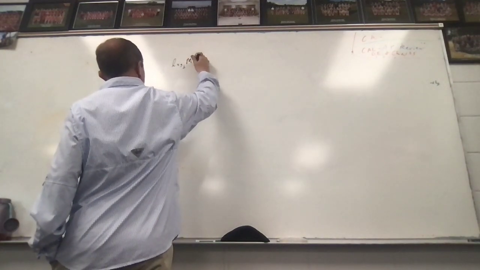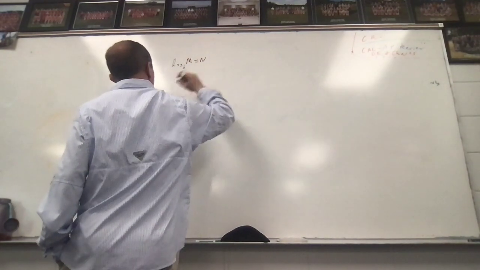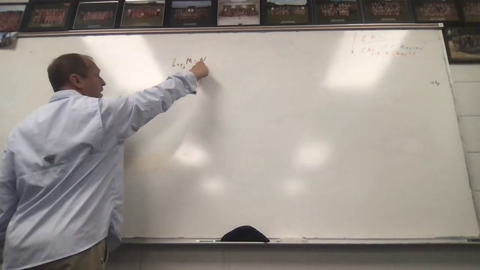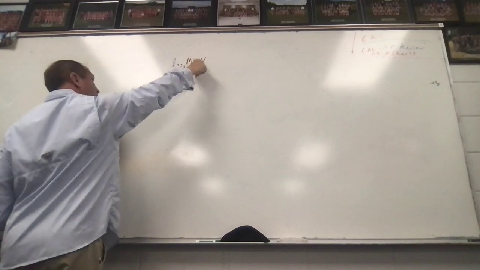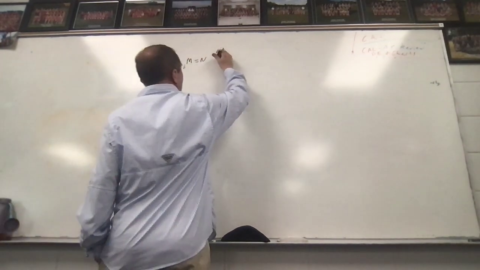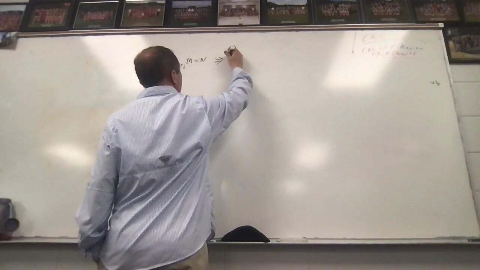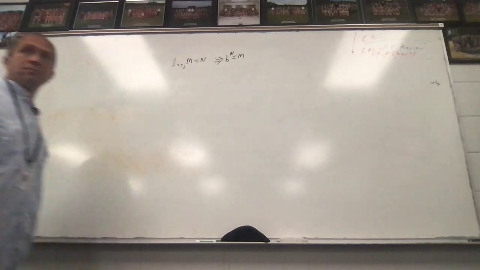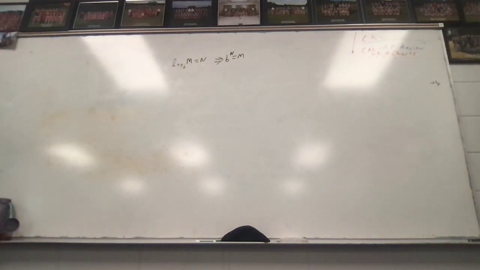So we have the log base b of m equals n. Well, this is your logarithm. Your logarithm is n. And if a logarithm is an exponent, then that means that value is an exponent. So this implies that b raised to the n power is m. Now, there are some rules here.